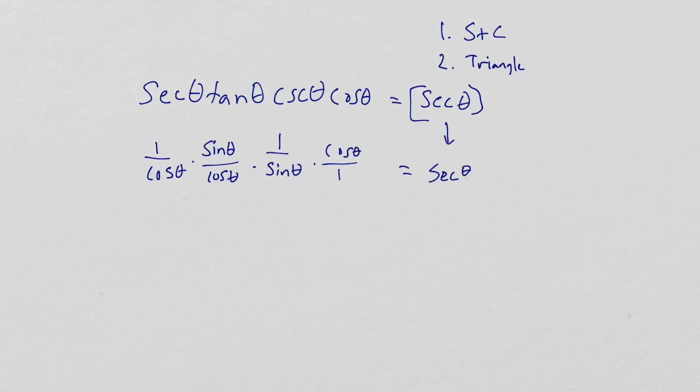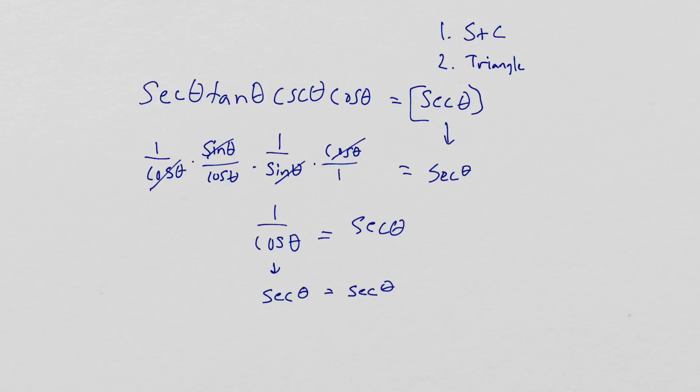And let's go ahead and look through what we cancel out. That cosine is going to cancel out that cosine. That sine will cancel out that sine. Left with 1 over cosine equals secant. If we remember, cosine and secant are inverses, so 1 over cosine is the same thing as secant. And so secant equals secant.